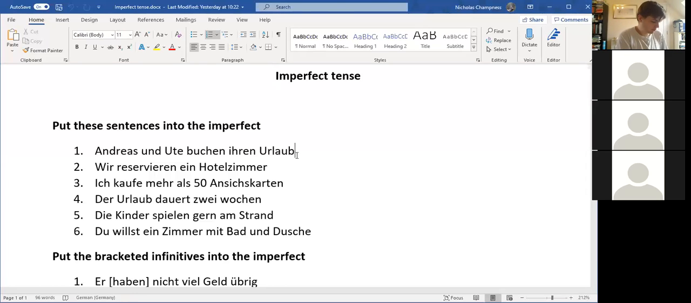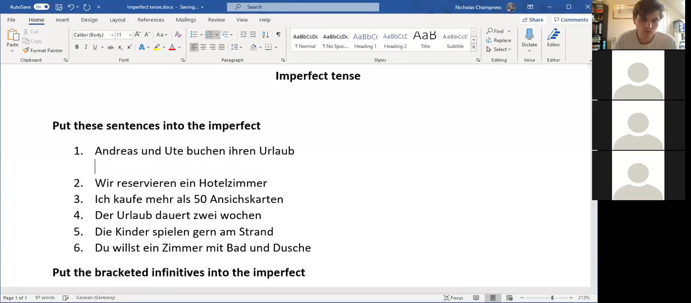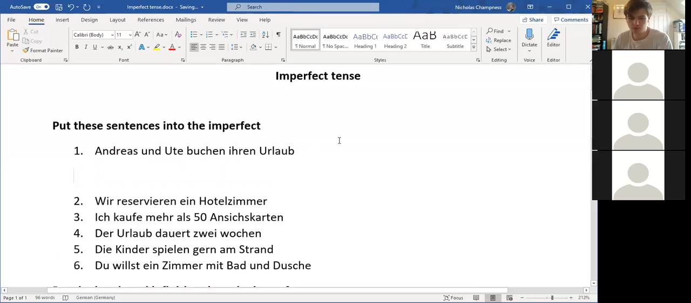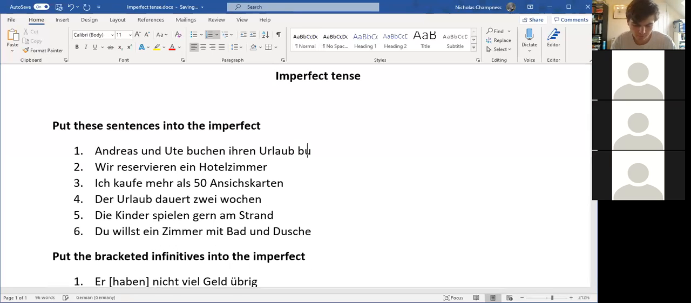Okay, so what are we going to put for number 1? So buchen is regular. Buchten. Yeah, buchten. How should I do this? I'll just write afterwards what it is. Ja. Wir reservieren ein Hotelzimmer. Reservieren is regular. Reservierten. Yeah.